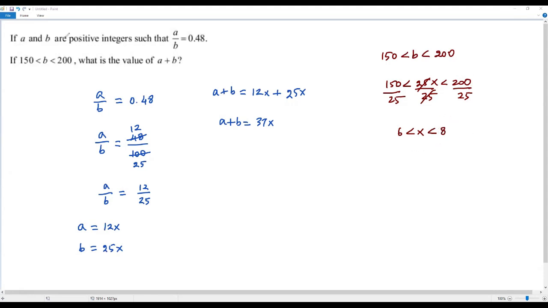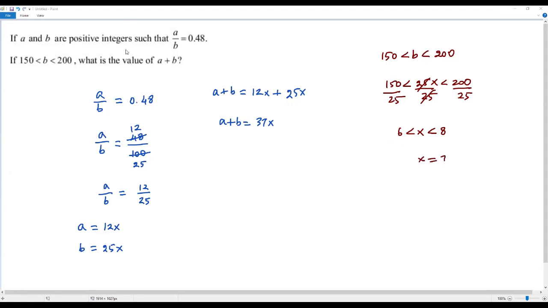Now let's consider this particular piece of information: A and B are positive integers. So B is a positive integer, and we got the value of B as 25 times x. Since B is a positive integer, x also must be a positive integer, so that when it is multiplied by 25, it will be a positive integer. So now it's clear the value of x has to be a positive integer. Now we have to consider positive integers between 6 and 8. There is only one positive integer between 6 and 8, that is 7. Therefore, the value of x is 7.